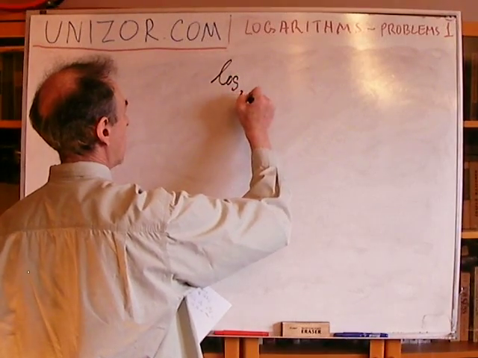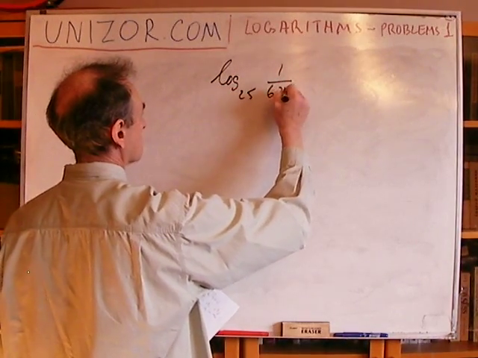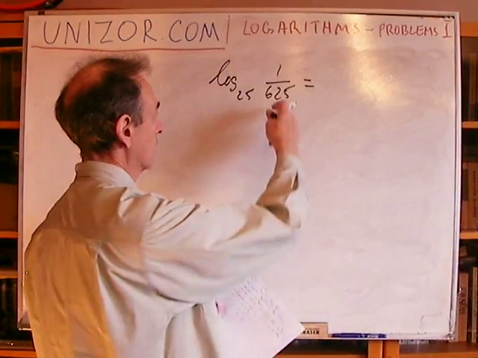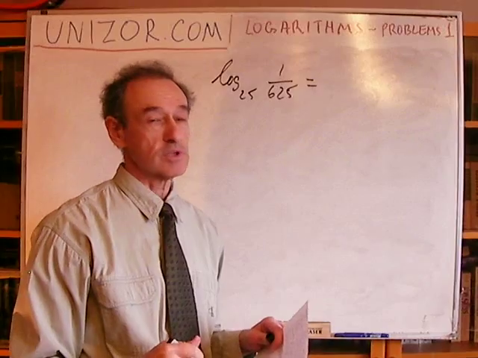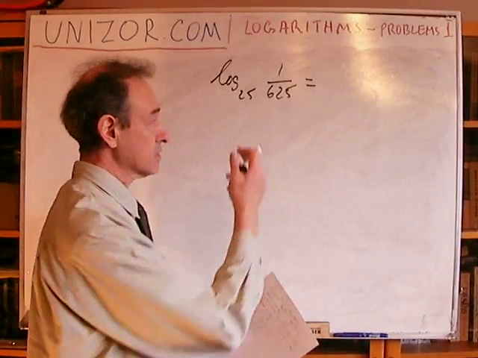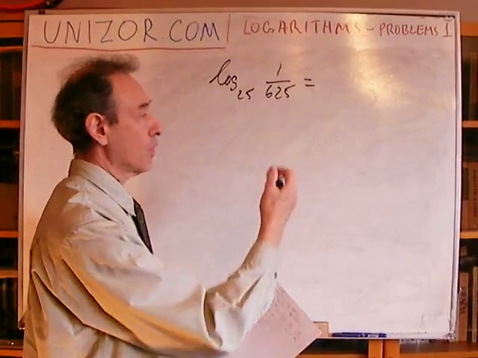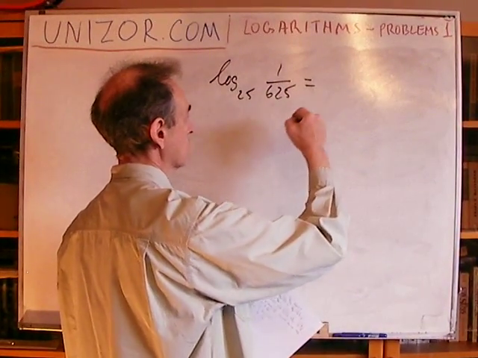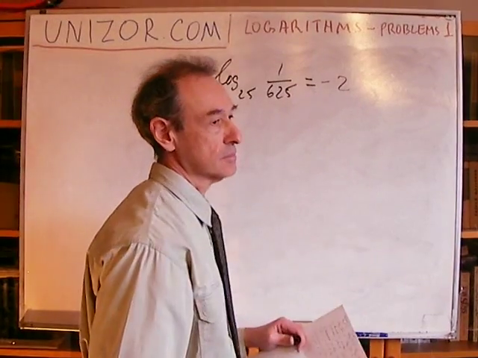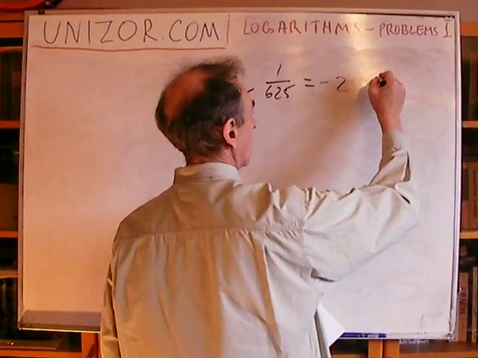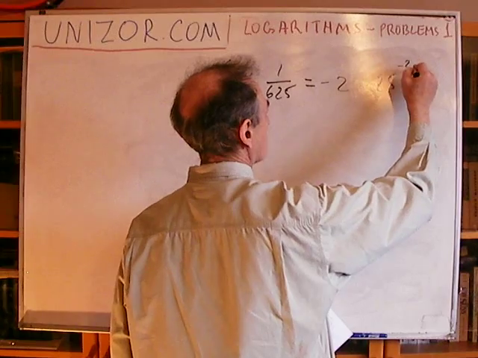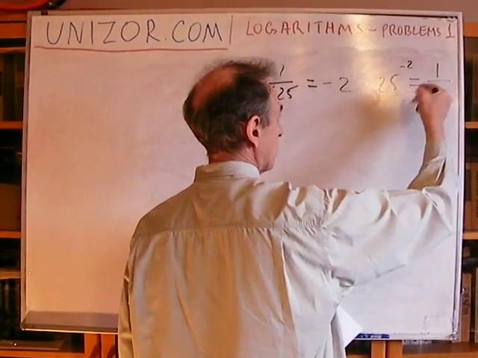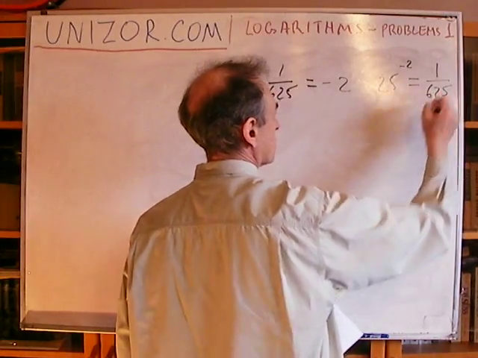Log base 25 of 1/625. Okay, you remember that log of 625 was 2, because 25 to the power of 2 was 625. If I want 1 over 625, it should be minus 2, right? Because we have to invert. And indeed, 25 to the power of minus 2 is 1/25 squared, which is 1/625.